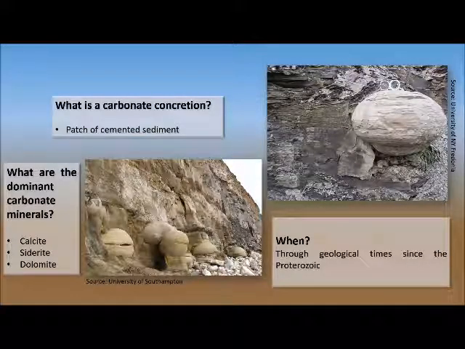So let's get started. What is a carbonate concretion? Well, to put it simply, a carbonate concretion is a patch of cemented sediment within a less cemented host rock. Carbonate minerals involved, well, calcite, siderite, and dolomite are the most common one, either one or the other or a combination. They occur throughout geological time since the Proterozoic, although they are more common since the Phanerozoic. You find them in black shale or in sandstone. That's where you find them most commonly, really.